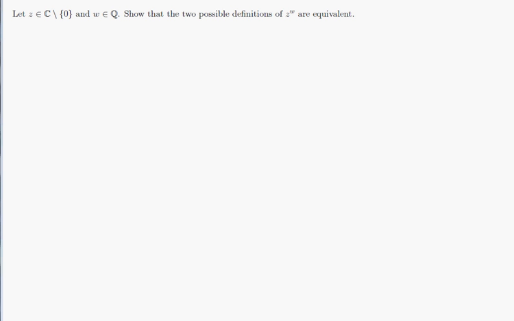Let z be a non-zero complex number and suppose that w is a rational number. Show that the two possible definitions of z to the w are equivalent. And before we get started, let's recall what the two definitions actually are.